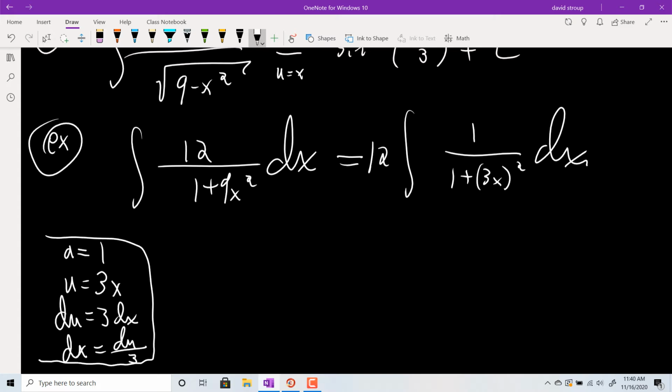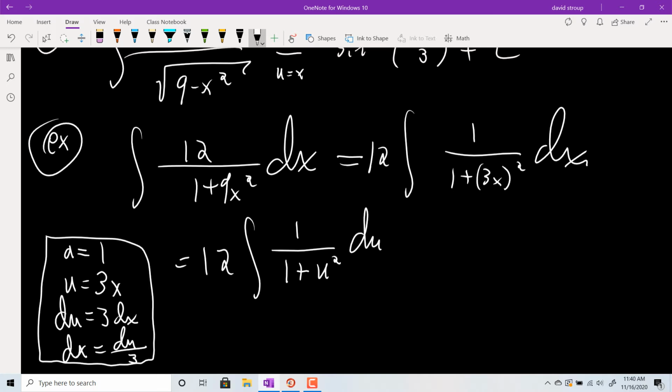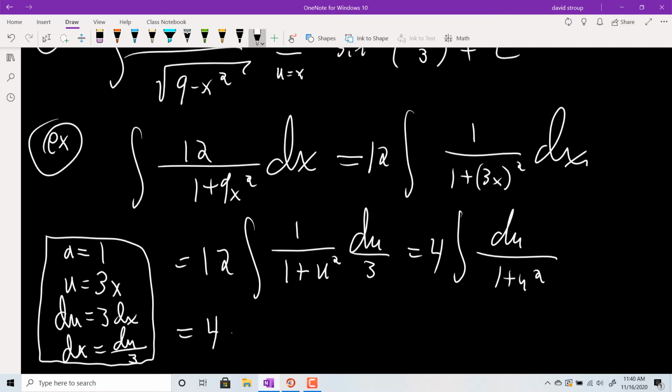Let's box that off. So I end up with 12 times the integral of 1 all over 1 plus u squared times du over 3, and now it's perfectly in our form, and we can just apply the formula. So 12 over 3, you factor out the 1/3, you get 4 times the integral of du over 1 plus u squared.